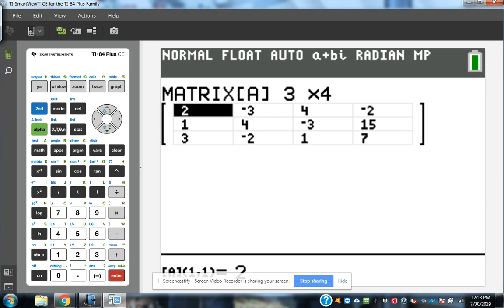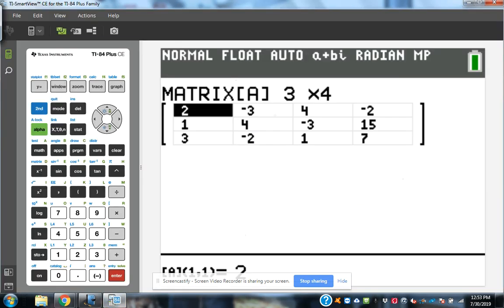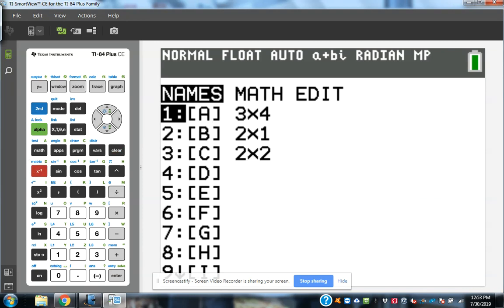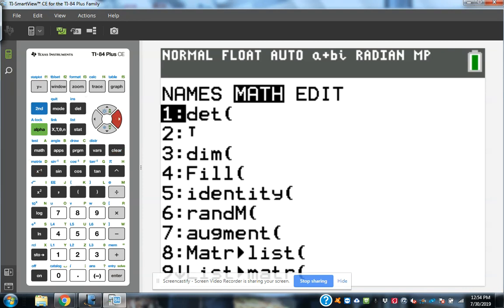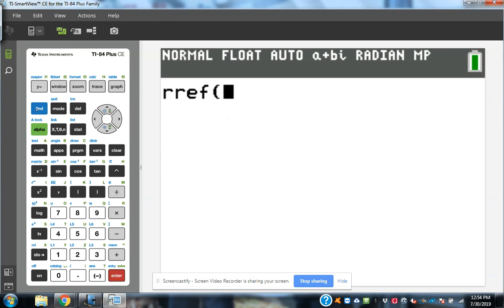Verify that I've put everything in correctly, because one mistake on any spot can drastically change this problem. 2, -3, 4, -2, 1, 4, -3, 15, 3, -2, 1, 7. So I think everything is good there. Once I've done that, I'm going to hit second mode to get back to the regular calculator screen. And then I'm going to hit second X inverse to get back to the matrix menu. And then I want to press the right arrow key to get to math. I'll press the up arrow key to get down to the bottom and find RREF. Press enter. Second matrix, and I'm using matrix A.